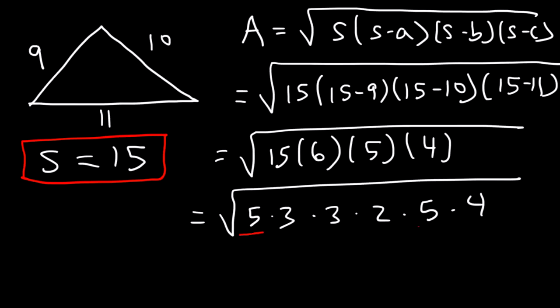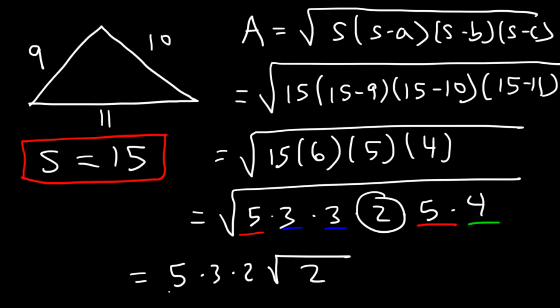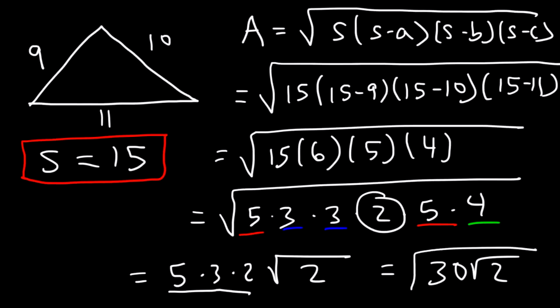So basically, these two 5s can come out as a single 5. These two 3s can come out as a single 3. And the square root of 4 is 2, so that comes out as a 2. So we're left with a 2 inside. 5 times 3 is, I mean, not 30, but 15. And 15 times 2 is 30. So the final answer is 30 square root 2. So that's the area of the triangle using Heron's formula.